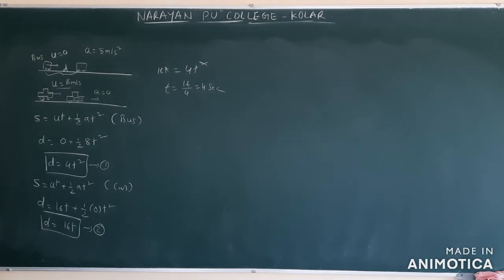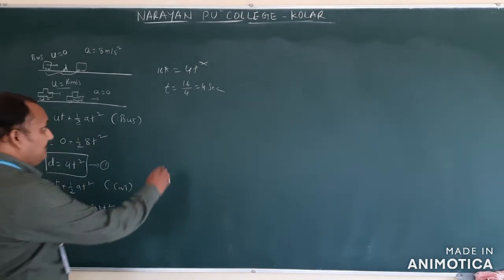Now see example 9. Example 9 you can solve on your own. Those are important for PU also. In A and B they gave: a train traveling at 72 km per hour is to be brought to rest in a distance of 200 meters. Find the acceleration. It is brought to rest, which means the final velocity is 0. Before coming to rest, it travels 200 meters.